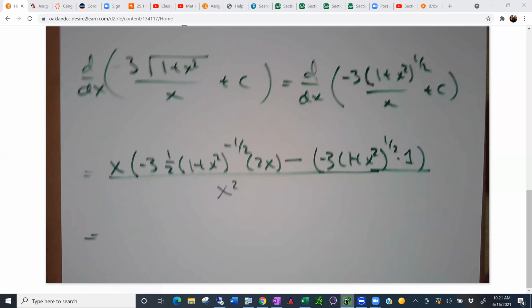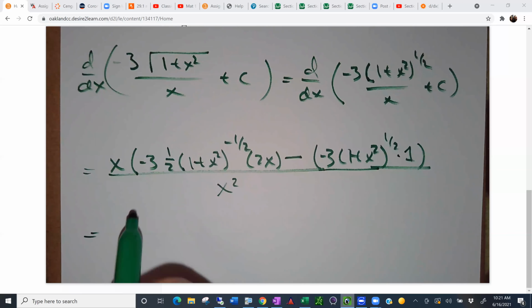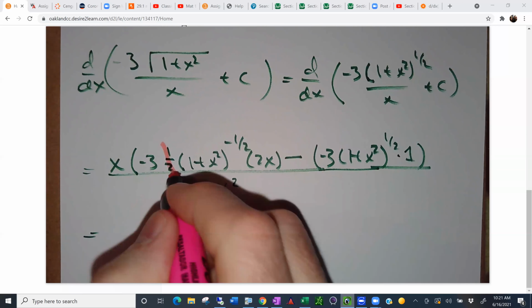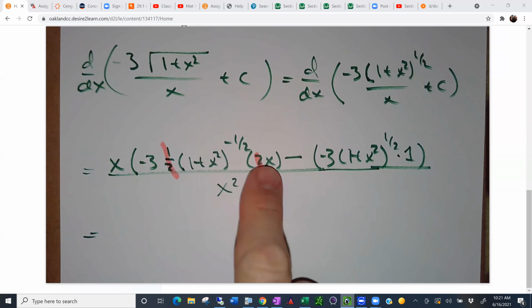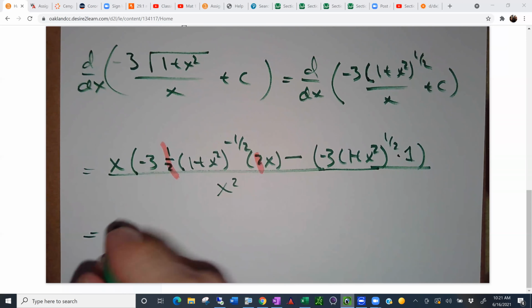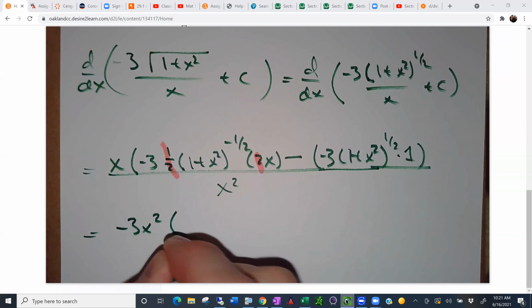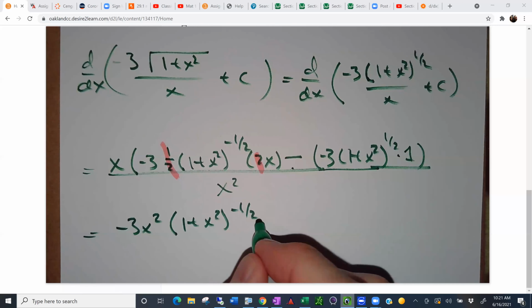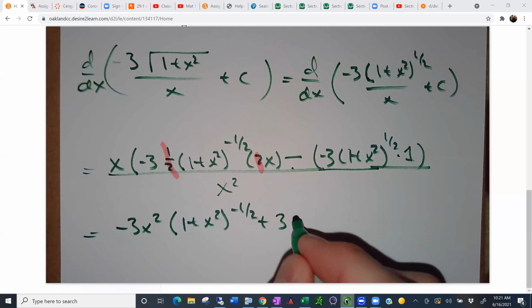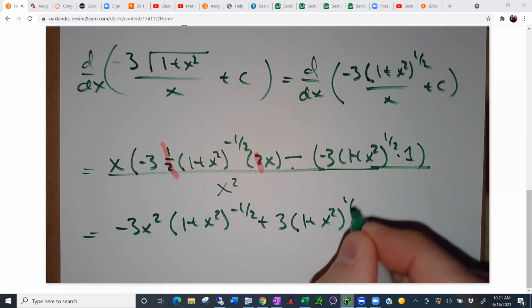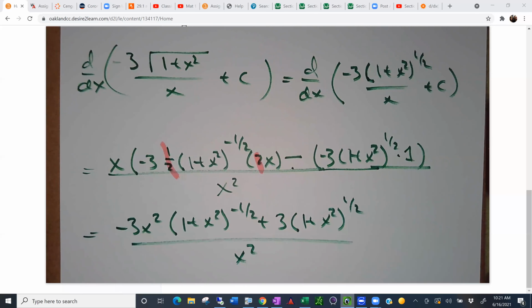Boy, now we've got a lot of cleanup to do. The 1/2 and the 2 should cancel each other out, so I can take care of that. And I've got an x times -3 and another x, so I get a total of a -3x squared, 1 plus x squared to the negative 1/2. Minus and a minus is a plus 3 times 1 plus x squared to the 1/2, all over x squared.